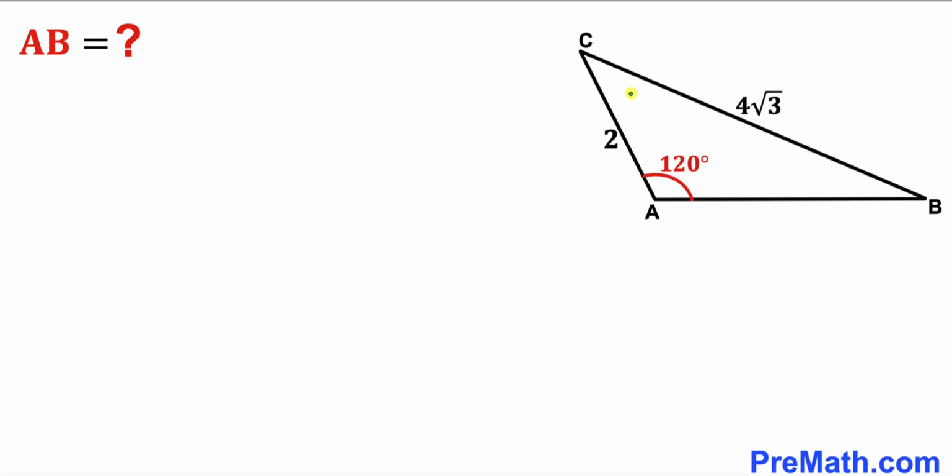Welcome to PreMath. In this video, we have this obtuse triangle ABC, as you can see in this diagram, such that its angle BAC is 120 degrees. Its side length AC is 2, whereas its side length BC is 4 times square root of 3. And now our task is to calculate this side length AB.